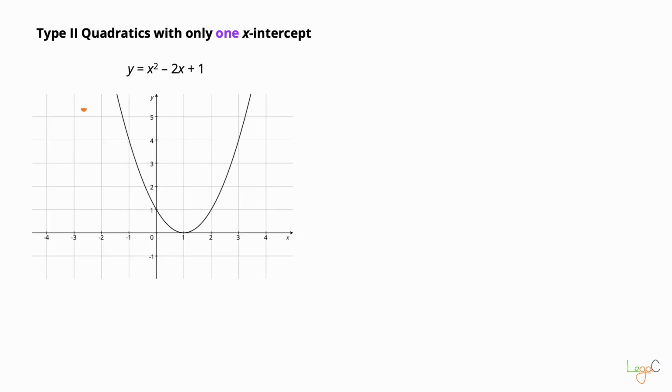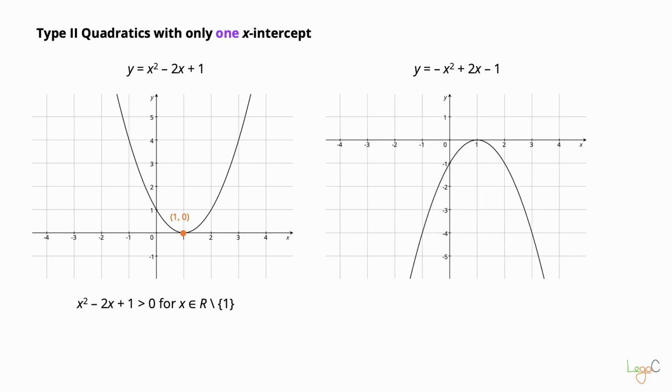Let's look at type 2, quadratics with only one x-intercept. Consider the function y equals x squared minus 2x plus 1. Notice that there is only one intercept with coordinates (1, 0). Therefore, x squared minus 2x plus 1 is greater than 0 for all real values of x except 1. For a negative parabola, the same thing happens, but this time the quadratic negative x squared plus 2x minus 1 is less than 0 for all real values of x except 1.